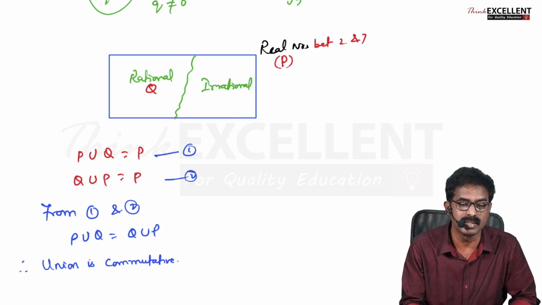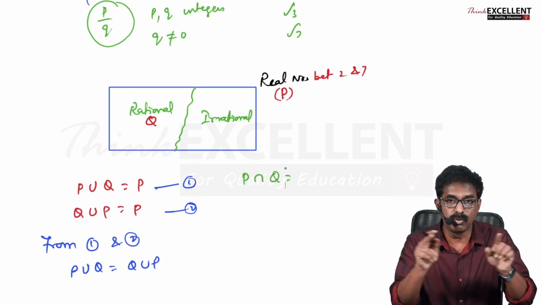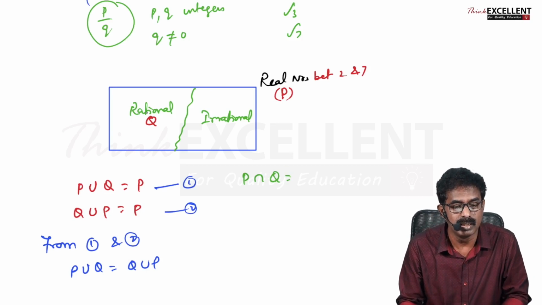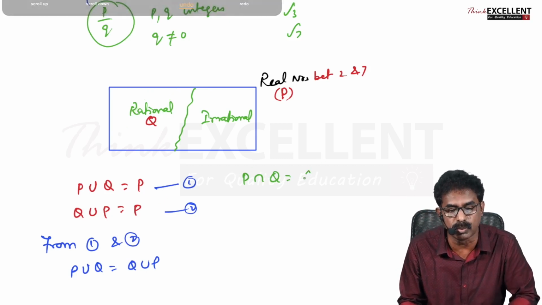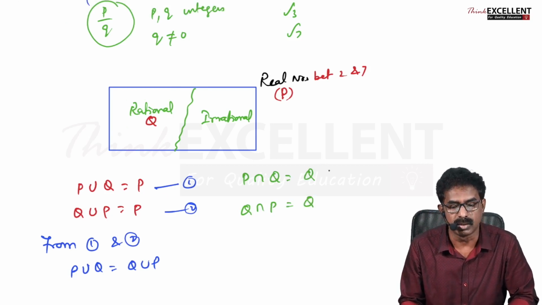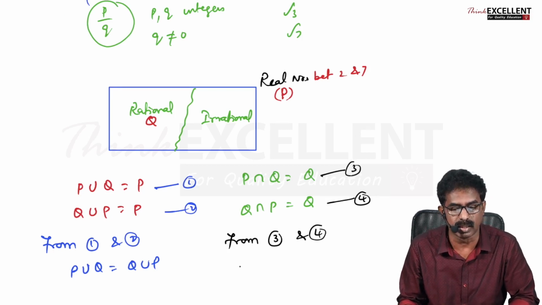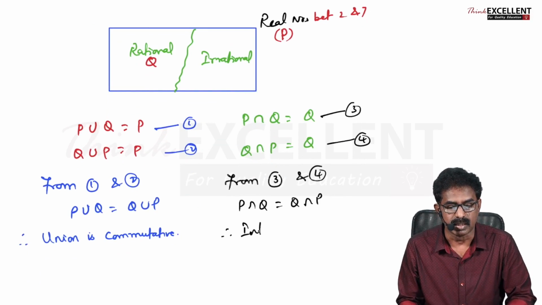Now they asked about intersection. Listen carefully. Let us find P intersection Q. See the diagram? P means the full portion, and Q is only that rational number portion. What is intersection? What is common in both? This portion is common in both, right? Because this is in P, and also in Q. So P intersection Q is Q. Q intersection P is also Q only. So from 3 and 4, the right sides are equal, so the left sides are equal. P intersection Q equals Q intersection P. Therefore, intersection is commutative.